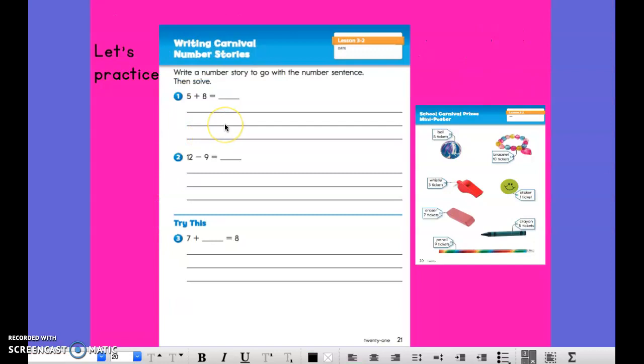Okay, now this is a page that you will not have to do, but I just want to go over one example.